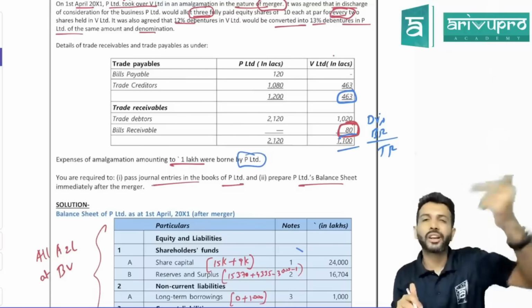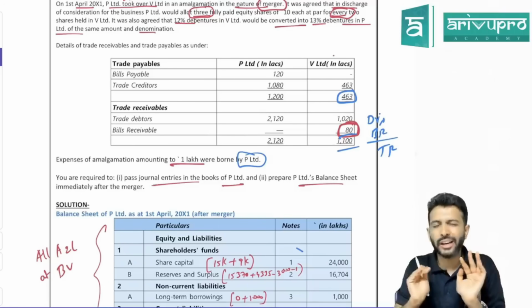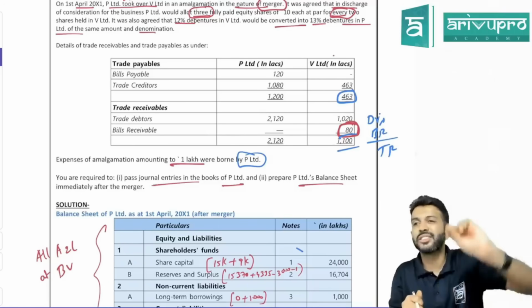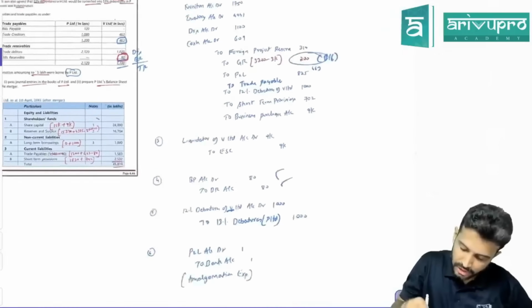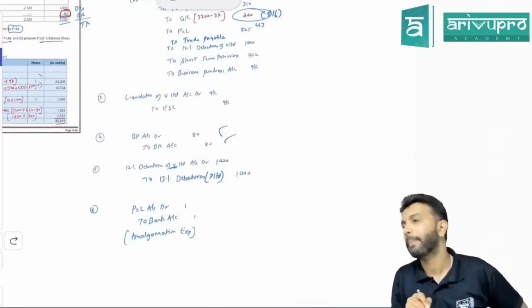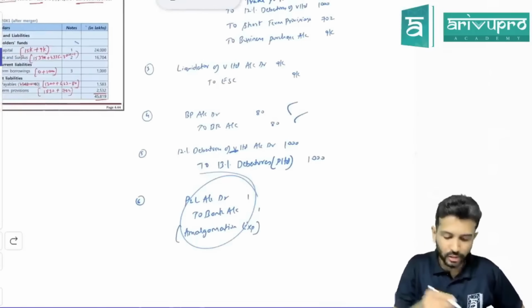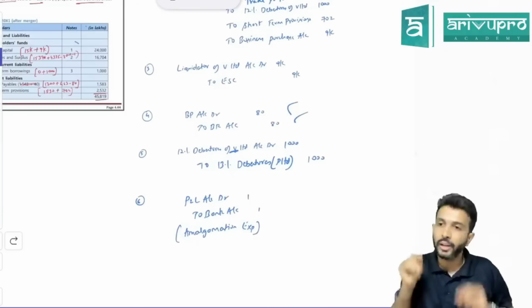So basically the entry is general reserve account debit to bank account, or usually, as I told, the study material passes this entry through P&L. So the entry for amalgamation expense will be P&L account debit to bank account. In my opinion, even if you write general reserve to bank, it should be okay. Okay. So that's your entry.